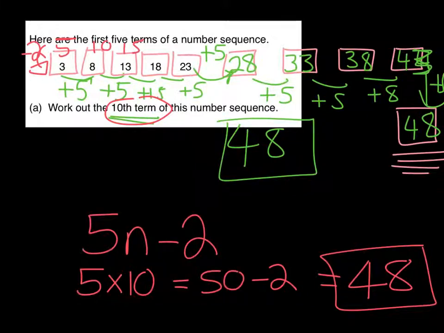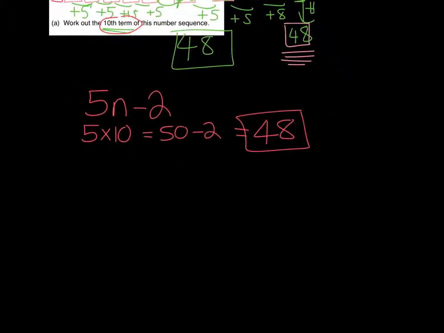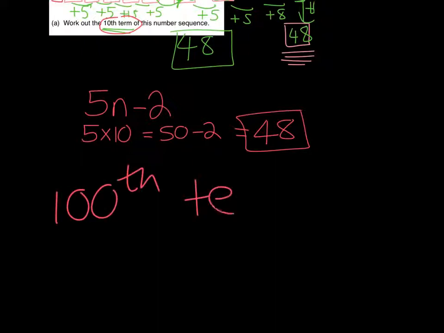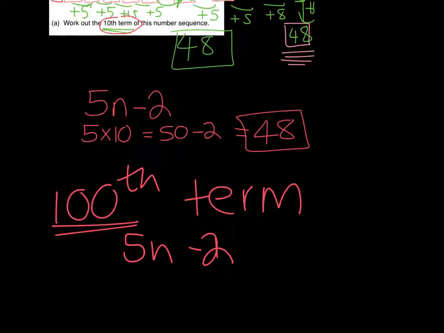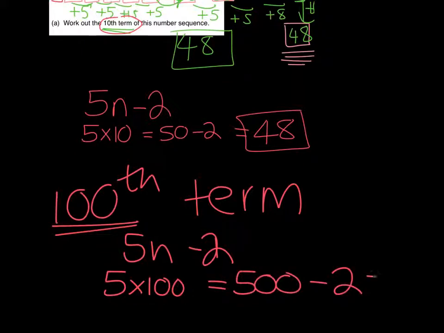Now the good thing about this particular method is if you're asked for the 100th term, then once you know the nth term, so 5n minus 2, you can use that for a 100th term. So that would be 5 lots of 100 for the 100th position. So that would be 500 if it was the 5 times table, but we know we have to take 2 off it to be 498. So if you're unsure about that, make sure you go and watch the nth term videos first.